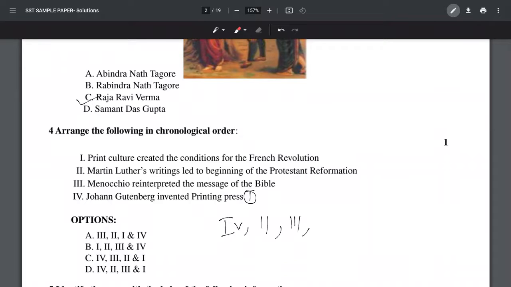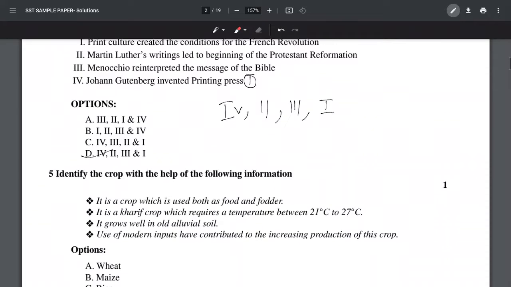So third one, and the last one is the first one, that is print culture created the conditions for the French Revolution. So which is matching 1-4-2-3, 1-4-2-3. Yes, so option D is the right answer. All right, now look over here.